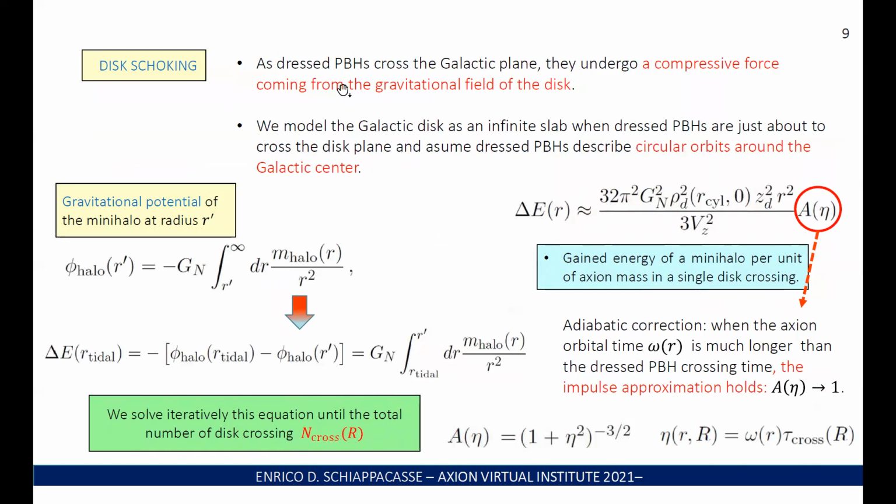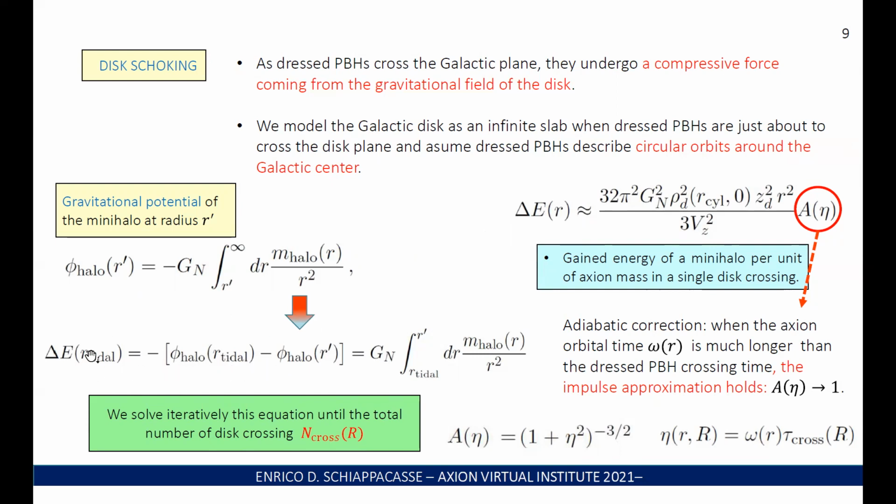At the same time, as dressed primordial black holes cross the galactic plane, they will undergo a compressive force coming from the mean field potential of the galactic field. Again, we model the dressed primordial black hole as undergoing a circular orbit around the galactic center. And what we do is we calculate the gained internal energy per crossing, and we compare this gain of internal energy of the minihalo with the change in the gravitational potential.